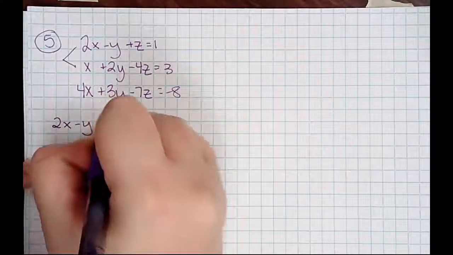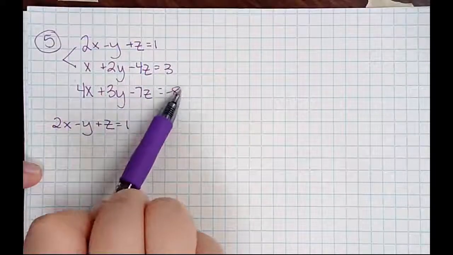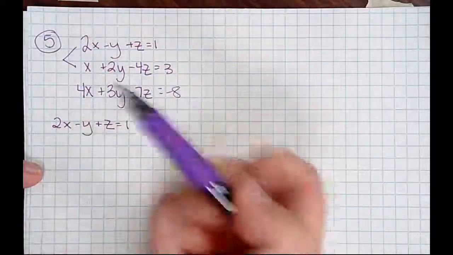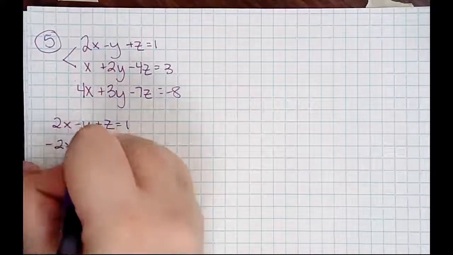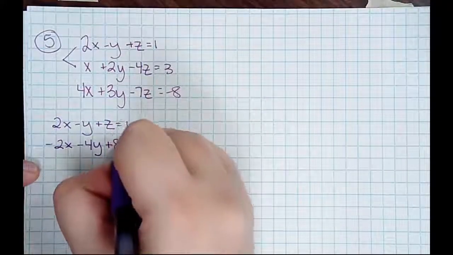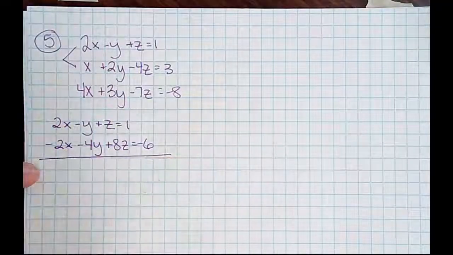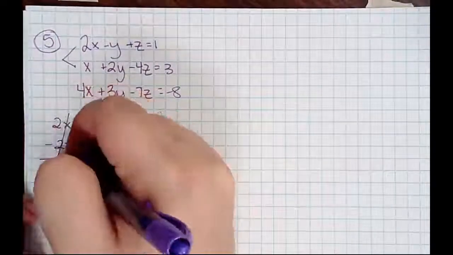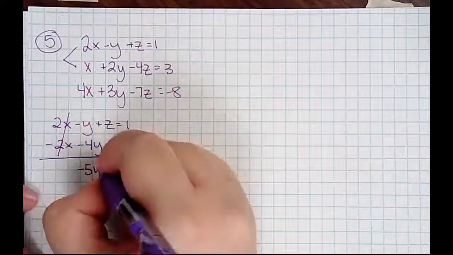So negative 2x, negative 4y, plus 8z, equals negative 6. I always do it that way, and I'm just going to add down. Negative 5y plus z equals negative 7. Let's put that away from it. Negative 5y plus 9z equals negative 7.